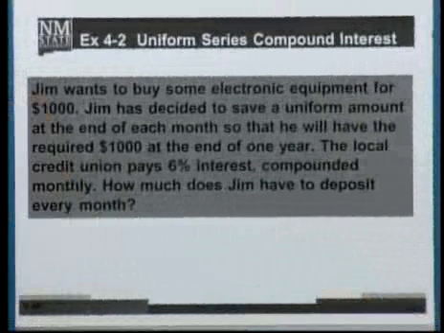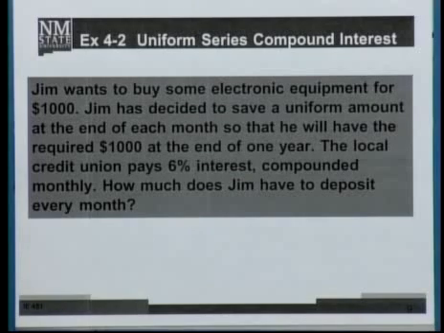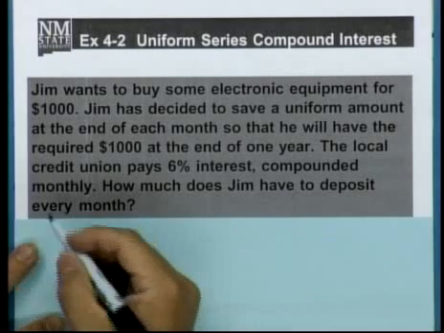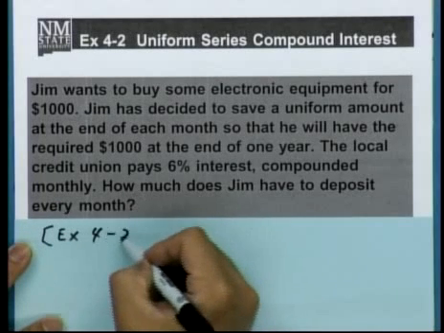Okay, then let's take the next example, 4-2. Jim wants to buy some electronic equipment for $1,000. Jim has decided to save a uniform amount at the end of each month so that he will have the required $1,000 at the end of 1 year. The local credit union pays 6% interest, compounded monthly, not yearly. So in that case, how much does Jim have to deposit every month? So he wants to have $1,000 right after the 12th deposit. So this is example 4-2 from our text.